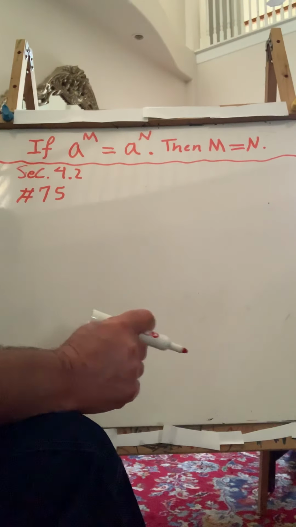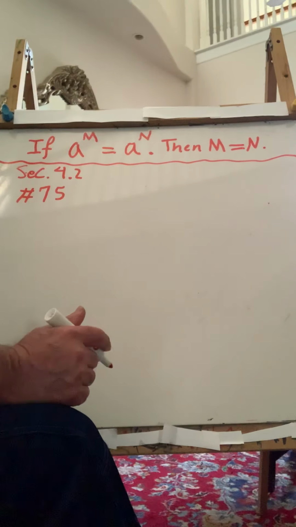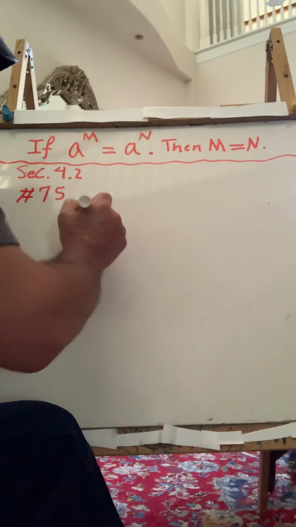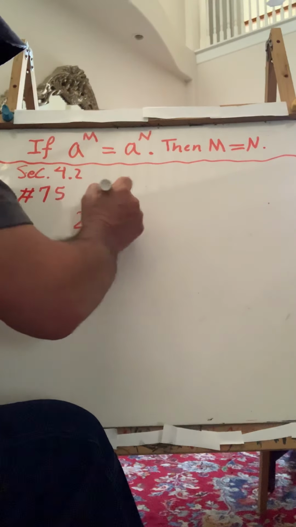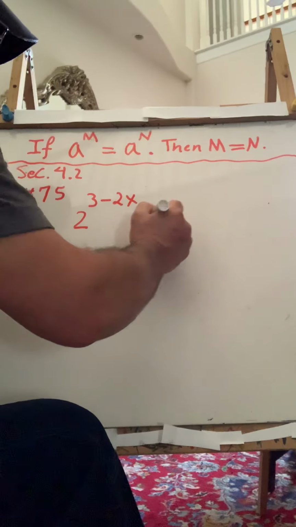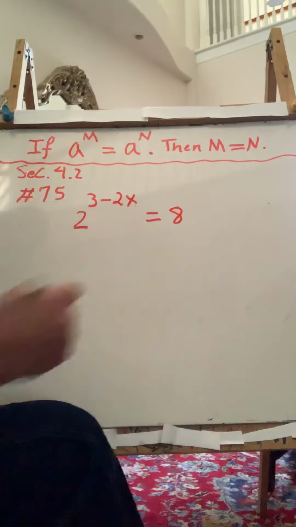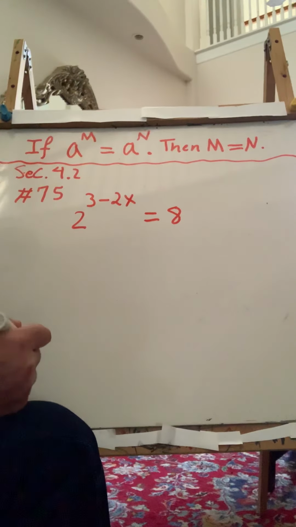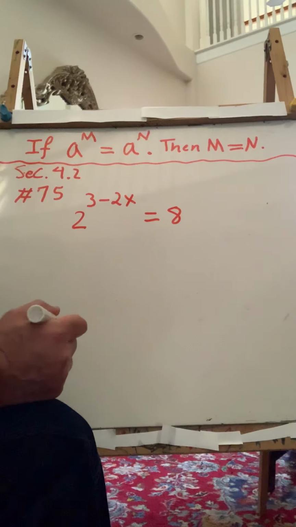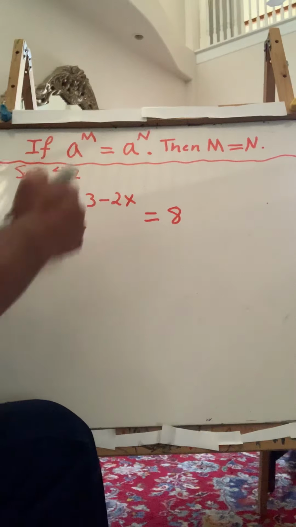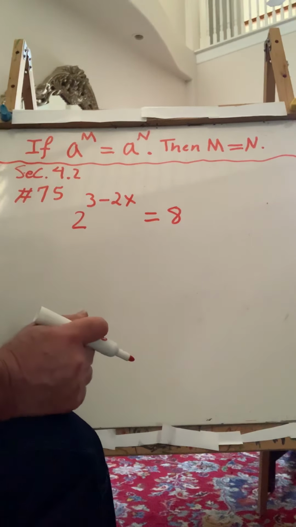So this is number 75 in section 4.2, and the equation says 2 raised to the power of 3 minus 2x equals 8. Okay, so we're asked to solve this exponential equation. And by the way, one of the reasons I believe they call it an exponential equation may be that there is a variable x in the exponent, and hence they refer to them as exponential equations.